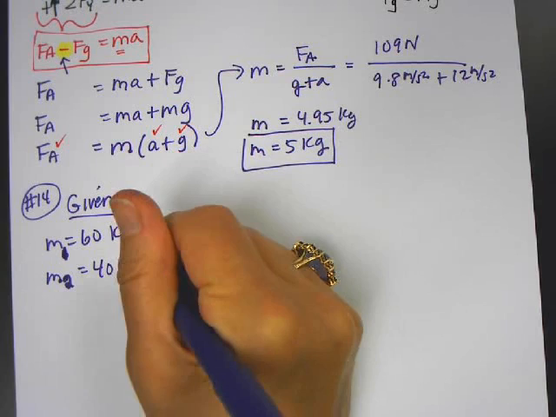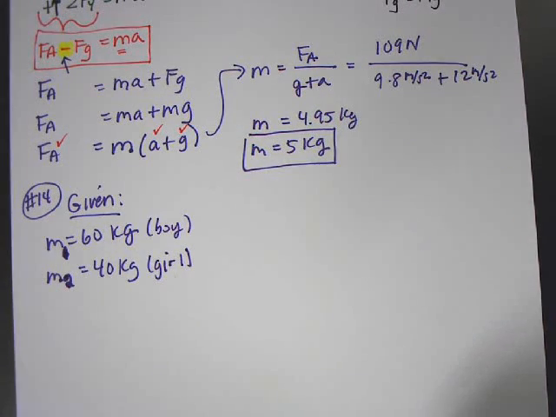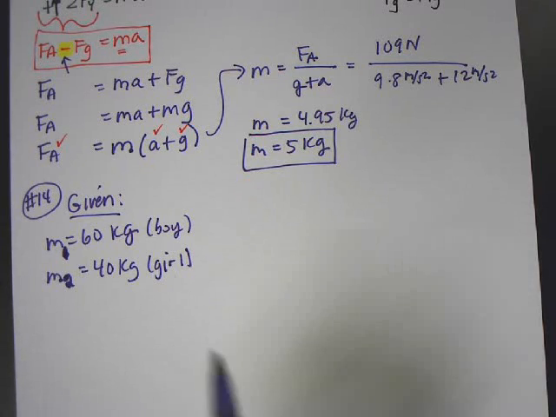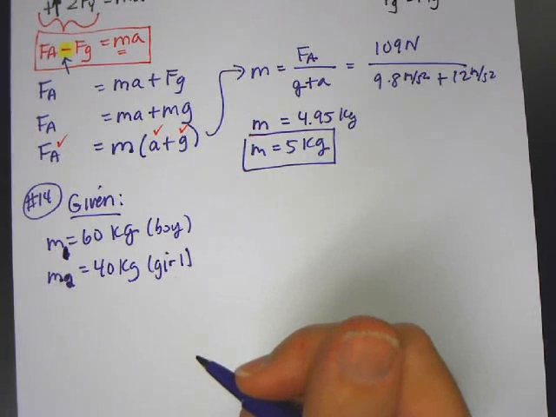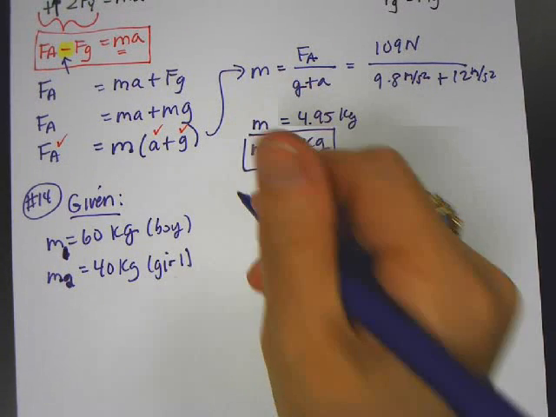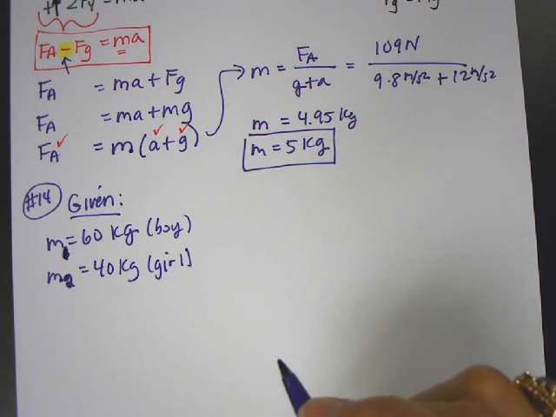so this is the boy, this is the girl. You know, the more you write down on paper, the less likely you are to make a mistake. So make sure you say, okay, I'm going to call this M1 and this M2. So it says, if the acceleration of the girl toward the boy is 3 meters per second squared, determine the magnitude of the acceleration of the boy towards the girl. Okay?